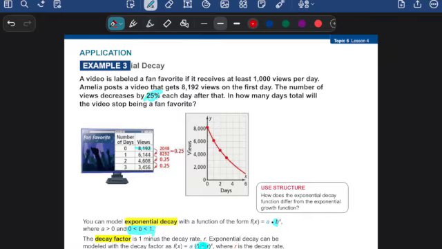So you might see it written as 1 minus 0.25 for this case. You could also see it just written as 0.75. So 0.75, that's 75% of the original amount we have after decreasing. So you might see it either way. Make sure you're careful of whether it's exponential growth or decay.